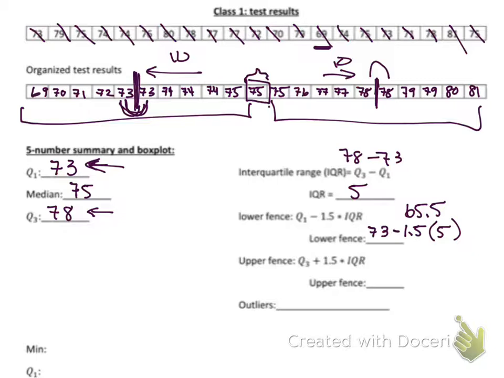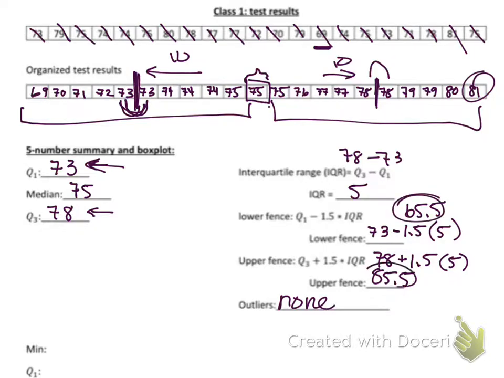Let's check our upper side. Q3, which is 78, plus 1.5 times our interquartile range of 5. Grabbing my calculator again. I get 85.5. And our highest value is 81, so we don't have anything higher than that. So there are no outliers. Nothing smaller than 65.5 or larger than 85.5. So that means that our minimum is 69, our maximum is 81, and this creates our 5-number summary.